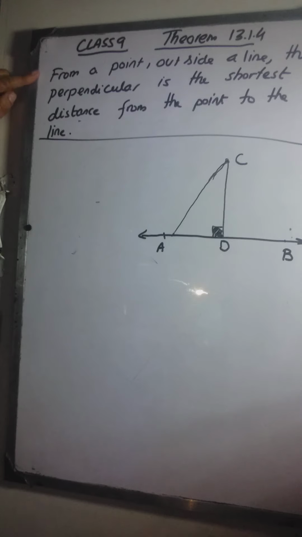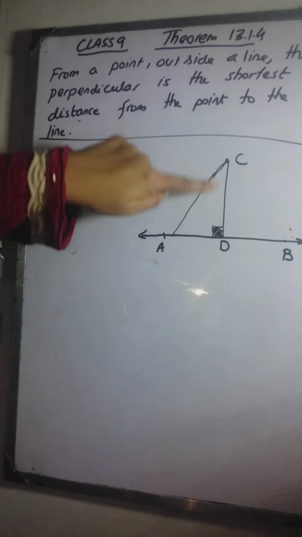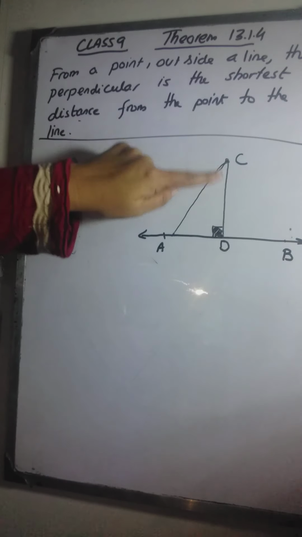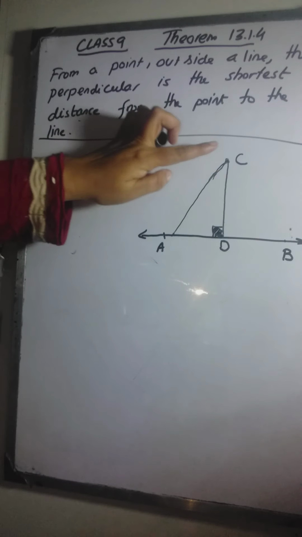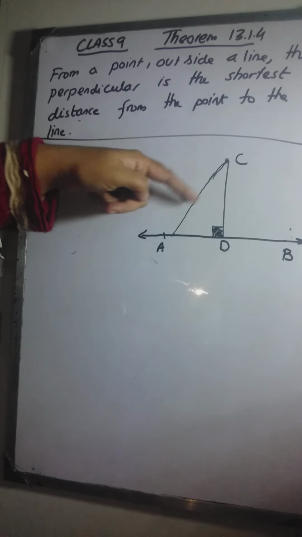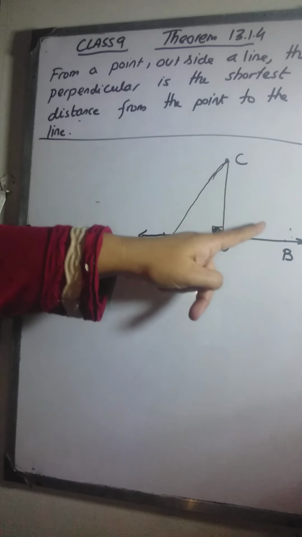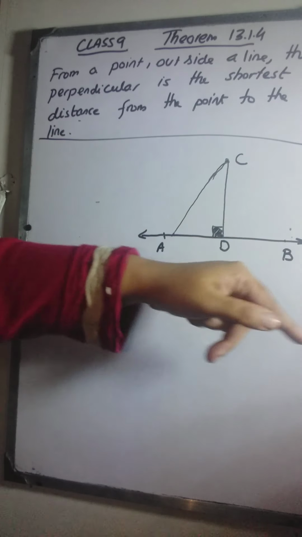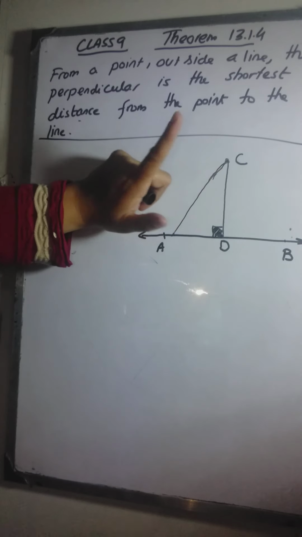Let me read the statement again. From a point outside a line, the perpendicular, this is the perpendicular distance, is the shortest distance. It will be the shortcut from C to AB, because there are more than one path as we travel from point C to AB. We could go like this also, or we could go from C to any other point on AB, but the shortest one is the CD path. This perpendicular path is what we need to show.